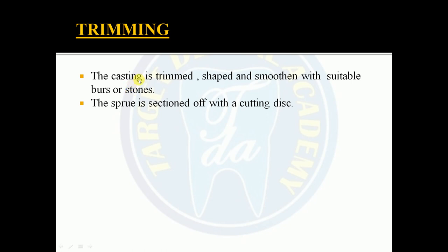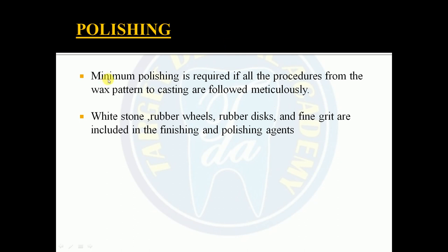Coming on to the trimming, the casting is trimmed, shaped and smoothened with a suitable burr or stones. The sprue is sectioned off with the cutting disc. Polishing: minimum polishing is required if all the procedures from the wax pattern to casting are followed meticulously. White stone, rubber wheels, rubber discs and fine grits are used as finishing and polishing agents.